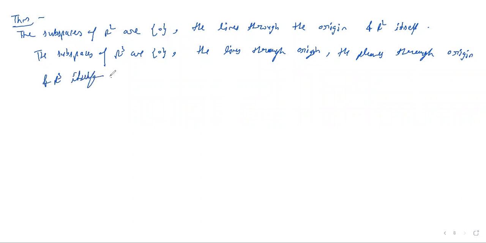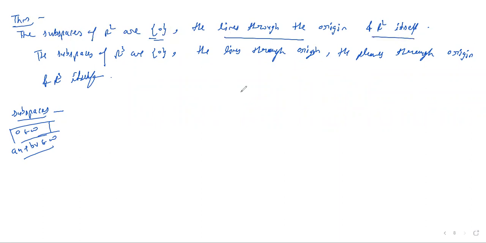Okay, let's see what this means. As I have said, for checking subspaces, what do we have to check? Firstly, whether 0 belongs to W or not, and whether the linear combination au plus bv belongs to this W or not. So for the subspaces of R square, the basic first requirement is that the zero vector should belong to W. The subspaces of R square are zero, the lines through the origin, and R square itself.